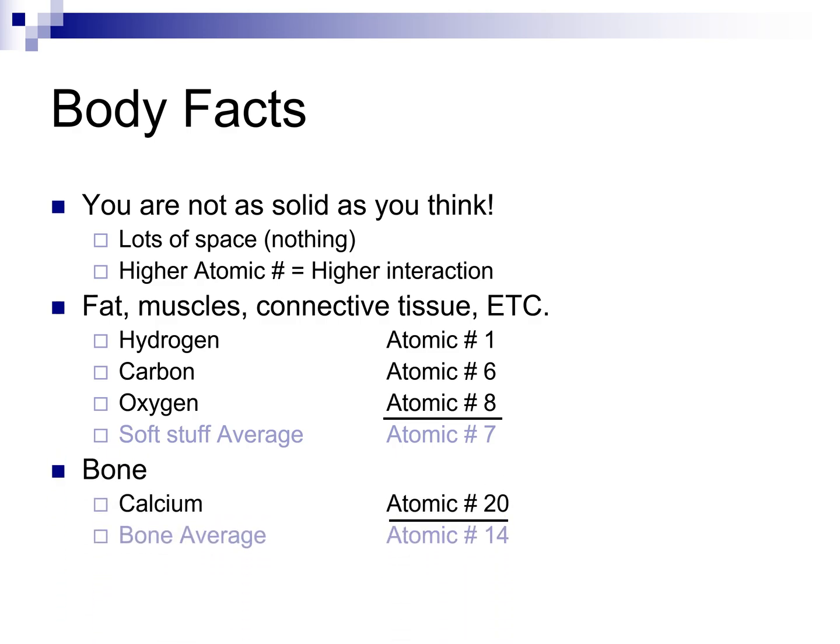Bone, on the other hand, is primarily made of calcium, which has an atomic number of 20. Bone does not consist of a solid mass of calcium, but rather a calcium matrix containing fluid-filled channels and reticulations. Taking this into consideration, bone's average atomic number is about 14, approximately twice that of soft tissue.